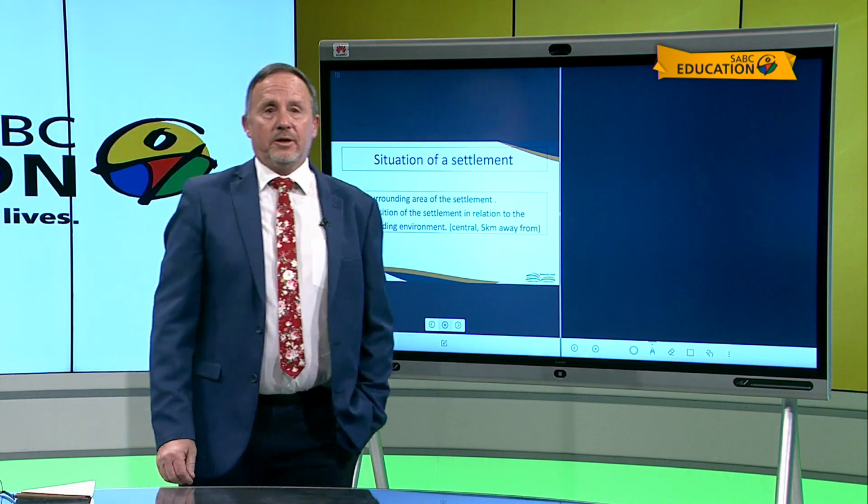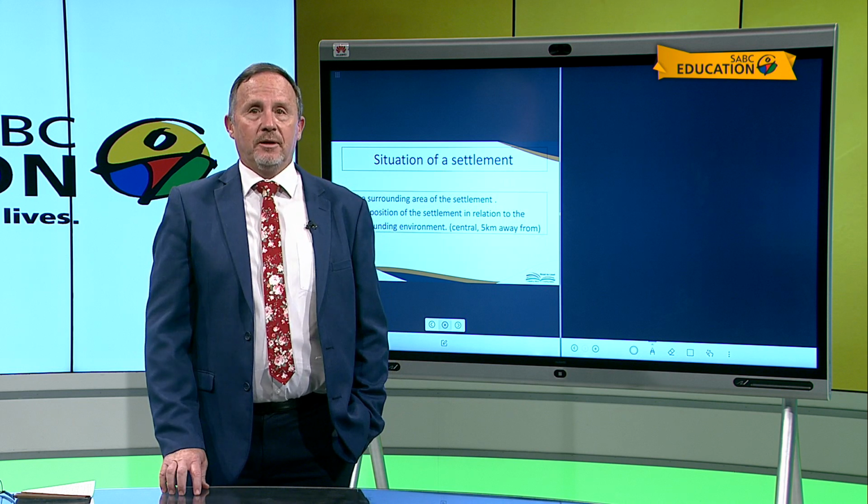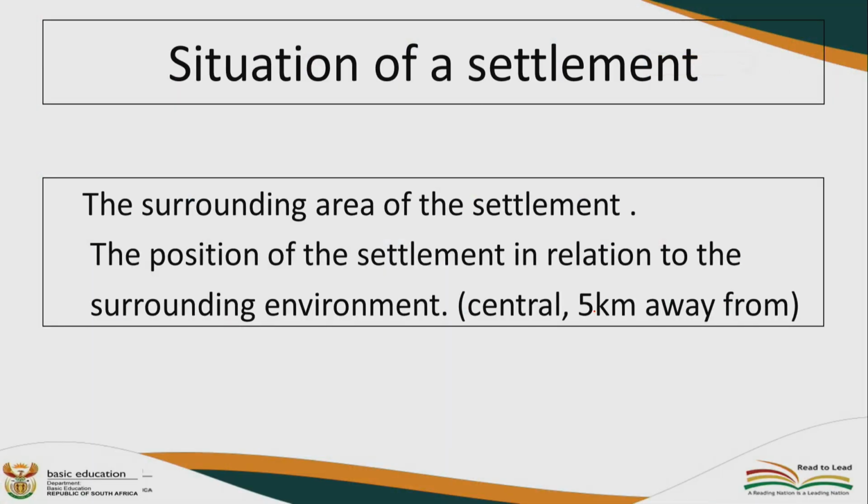The second definition, the situation of a settlement. This one, wow. If we can master this one, I would really, really be happy. In my 35 years of teaching, it's the one definition that we've struggled with. Key word here is the following in the second sentence. It talks about position and it talks about the relation. So if we talk about the situation of a settlement, there are two things we need to look at.